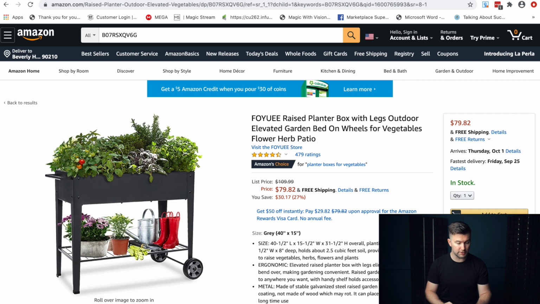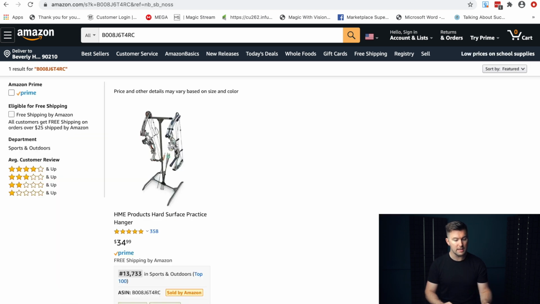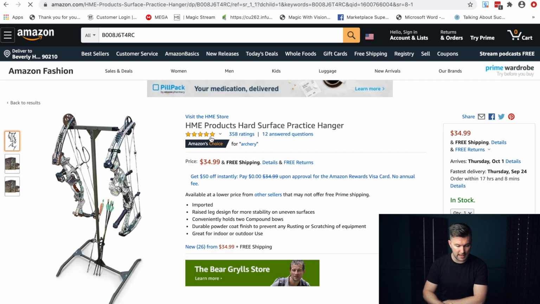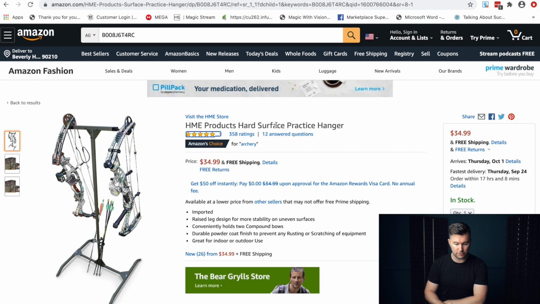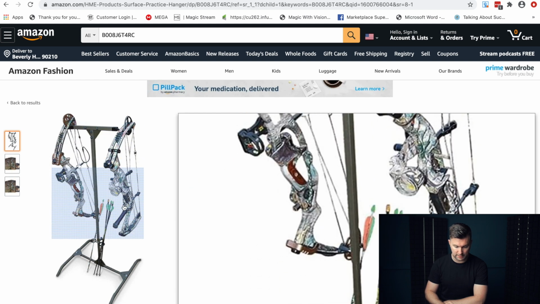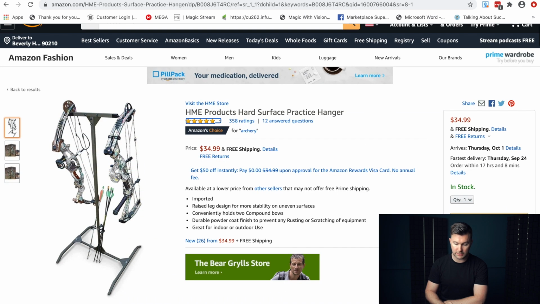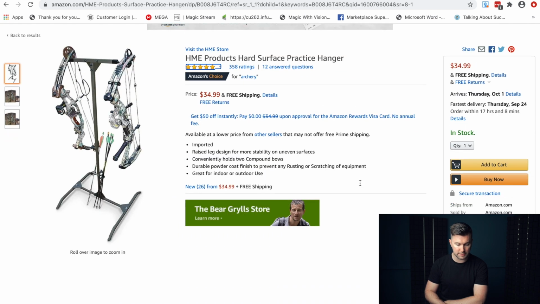I'm going to give you one more today, and that's going to do us for today because we went, as you can see, how far we can go with this. The third one I'm going to give you is this thing right here. It's a HME hard surface practice hanger. So again, it's like a bow and arrow type hanger thing. I'm giving you this one just for another idea. I'm not really interested in this product.